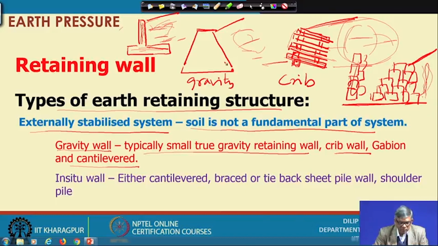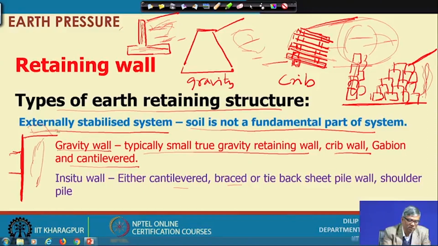And there are sometimes a few in situ walls, that is cantilever braced. So, in situ wall means there is some waterfront structure. So, we need to support, suppose, a jetty. So, suppose there is a, this will be penetrated, water is here, and soil is here. So, this type of sheet-like metal structure can be penetrated, and on this side there will be soil, and on this there can be some facility.